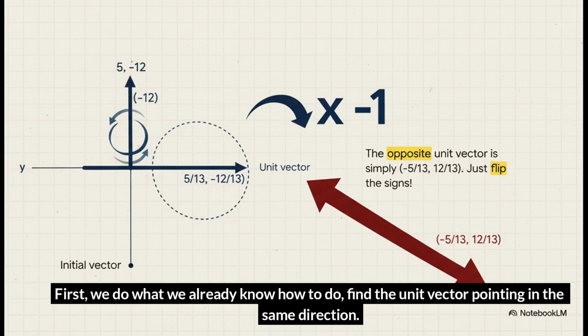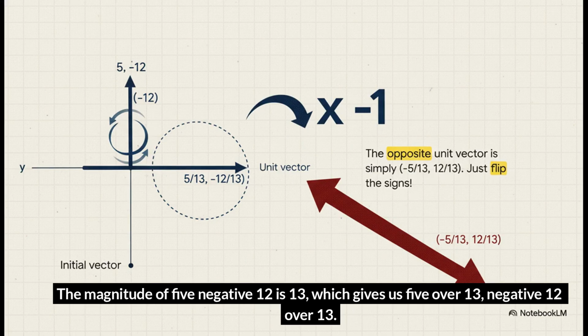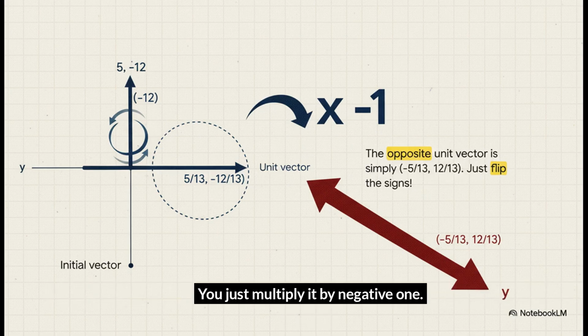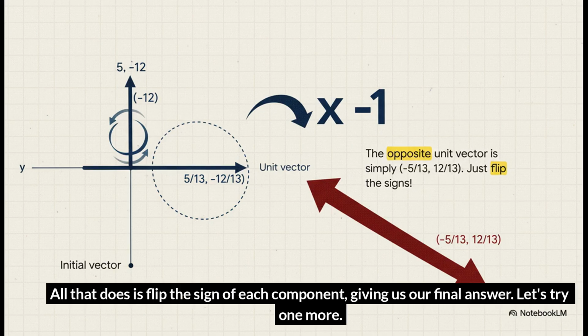First, we do what we already know how to do, find the unit vector pointing in the same direction. The magnitude of 5, -12 is 13, which gives us 5 over 13, -12 over 13. Now for that crucial second step. How do you get a vector to point the other way? Simple. You just multiply it by -1. All that does is flip the sign of each component, giving us our final answer.